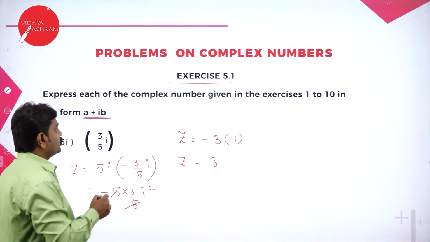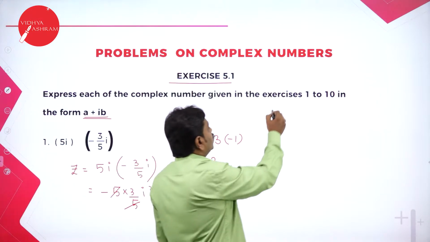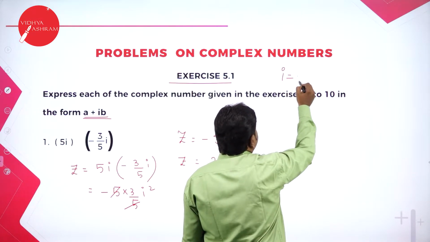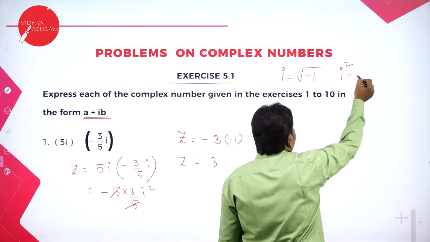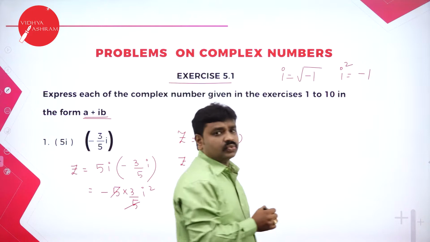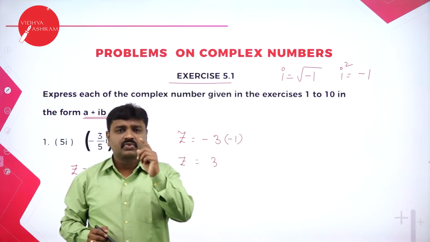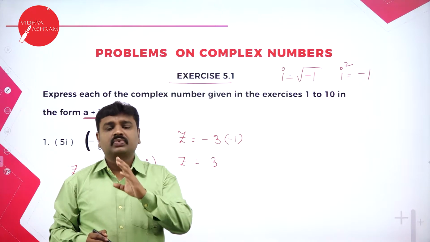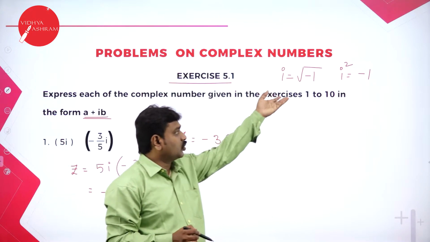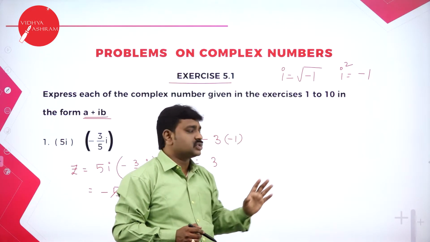See here I got i square, all of you know its value. What is i? i means imaginary value, that is root of minus 1. i square is what? Root minus 1 the whole square, it will become minus 1. Throughout the topic, what is i square? Minus 1. What is i? Root of minus 1. Root of minus 1 whole square becomes minus 1.